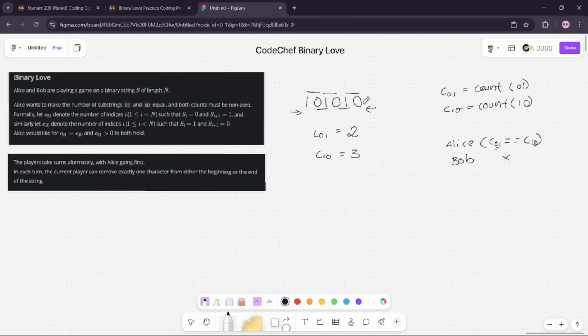Since Alice starts first, let's say Alice removes this particular character from the end. The new string is going to become 10101. In this case, my C01 is going to be 1 and 2, and my C10 is going to be 1 and 2. Since both C10 and C01 are equal, Alice is going to win the game.